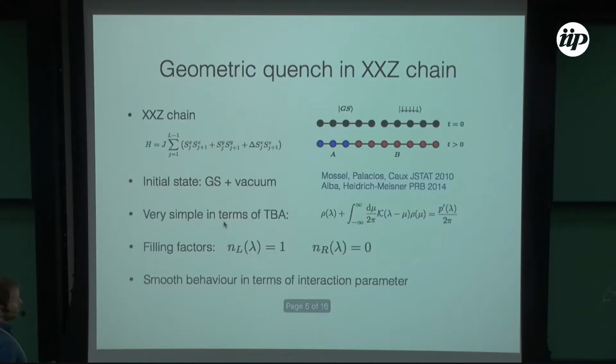So let me introduce the problem, the so-called geometric quench. The name has been introduced by Mossel, Palacios, and co. In this paper, and the very same setup actually was treated already by Vincenzo and Fabian Heidrich-Meisner in 2014. But as you see, this was still the pre-GHD era.